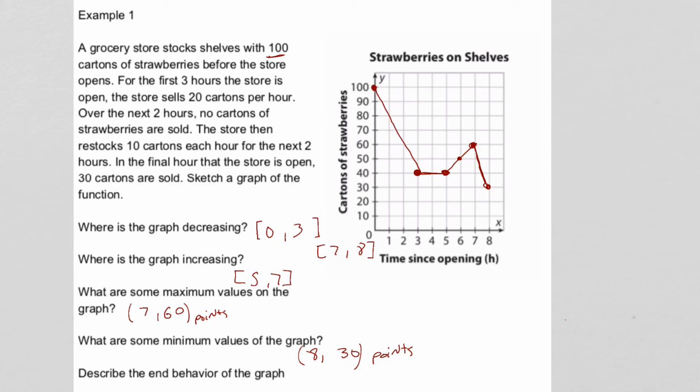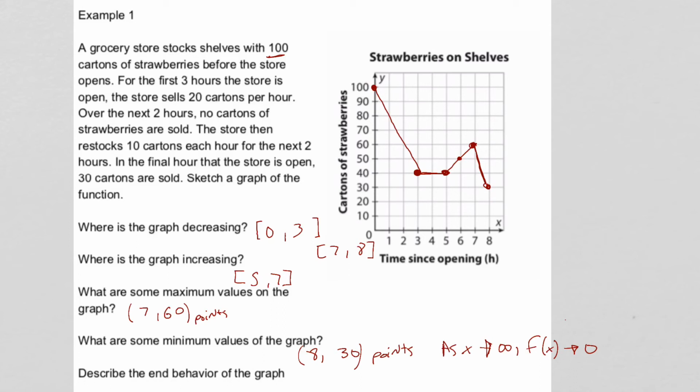So now let's think about this graph here. Let's describe its end behavior. So as x approaches, let's see, positive infinity in hours, what happens to the value of f of x? It looks like it's going down, right? Could you ever have less than 0 cartons though? The answer is no, right? You can't have negative 10 cartons of strawberries, so we're going to say it approaches 0. So that describes the end behavior.